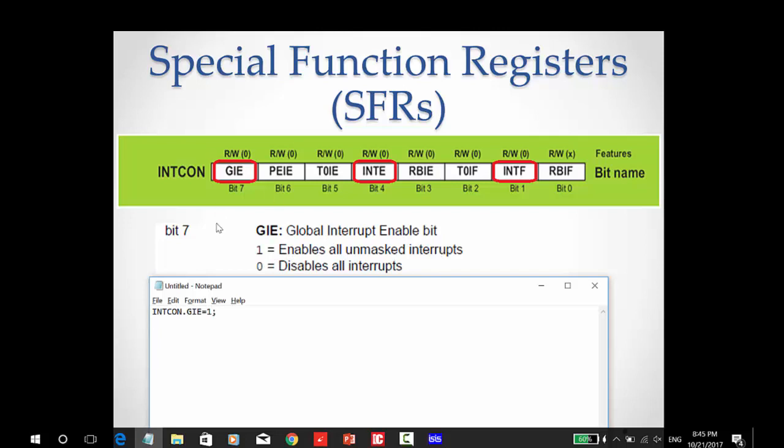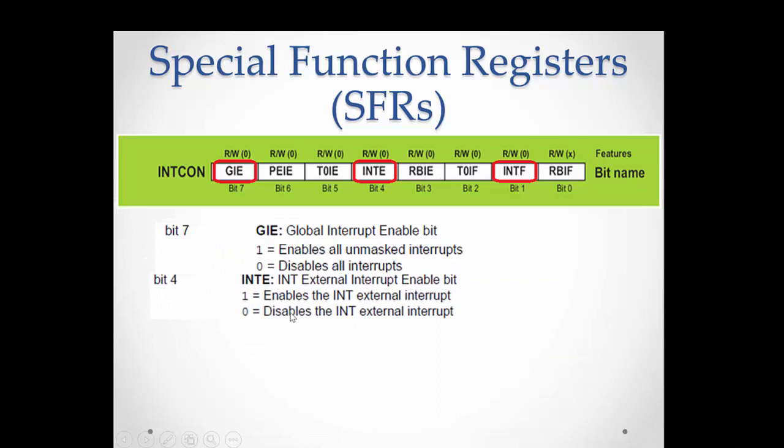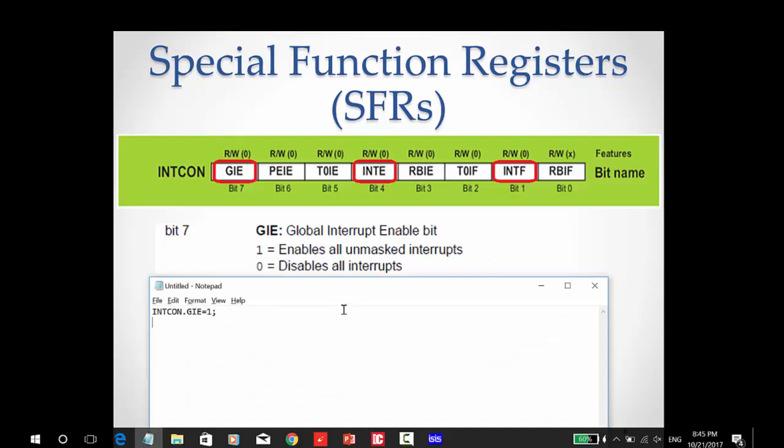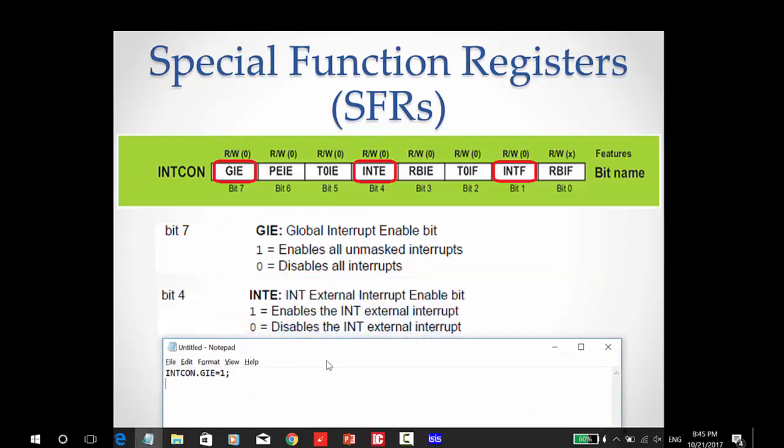That's the first step. The second step is the INTE. INTE is the external interrupt enable bit. If you place a 1, it will enable the external interrupt. If you place a 0, it will disable it. For the time being, we would like to enable it. So how do we do it? Well, by placing a 1.